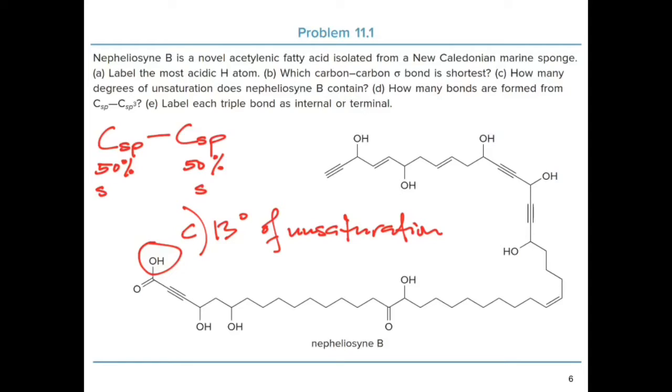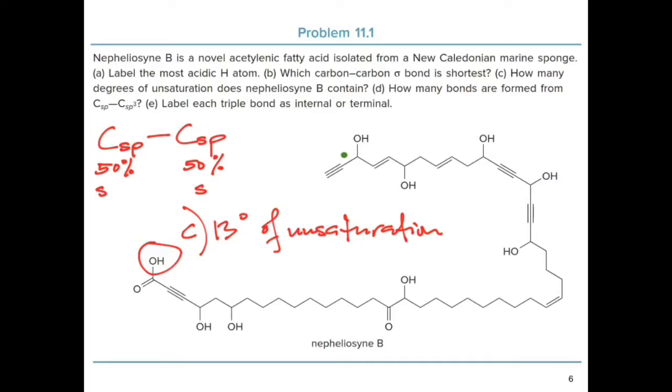And for part D, it says how many bonds are formed from sp hybridized carbon to sp3 hybridized carbon atom. So here we only have a few sp hybridized carbon atoms that are bonded to an sp3 hybridized carbon. So here, for instance, we have an sp hybridized carbon bonded to an sp3 hybridized carbon atom. So this is one bond here. So we can label that.